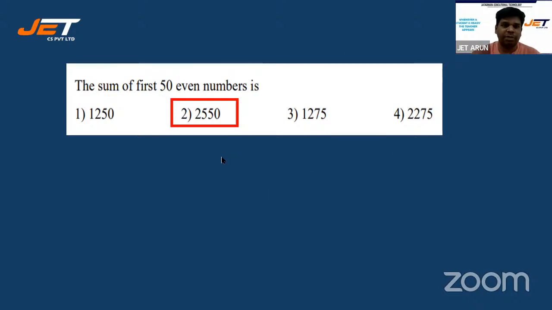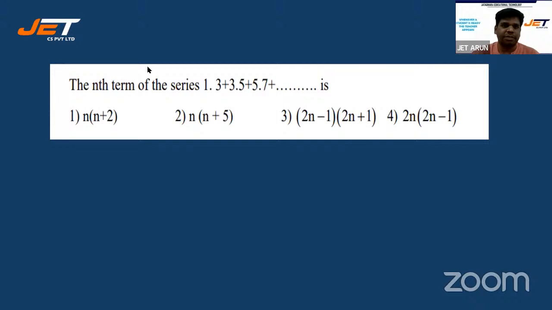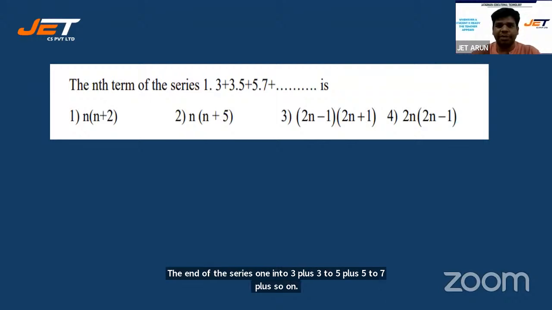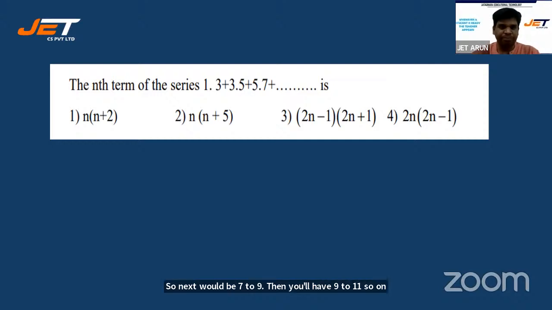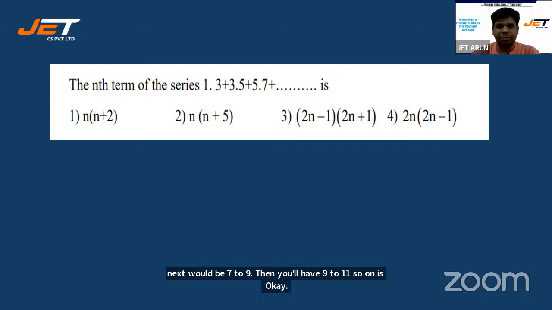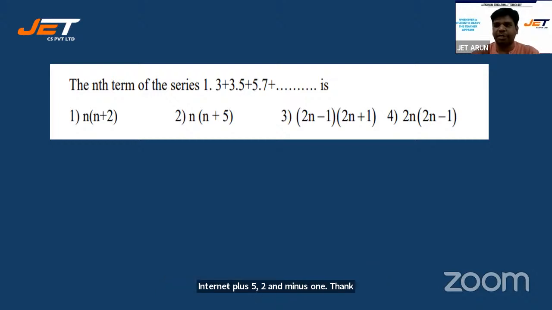I'm sorry. Okay, look at this. The sum of n terms of the series 1 into 3 plus 3 into 5 plus 5 into 7 plus so on. So next would be 7 into 9, and then you'll have 9 into 11, and so on, is n into n plus 2, n into n plus 5, 2n minus 1 into 2n plus 1, 2n into 2n minus 1.